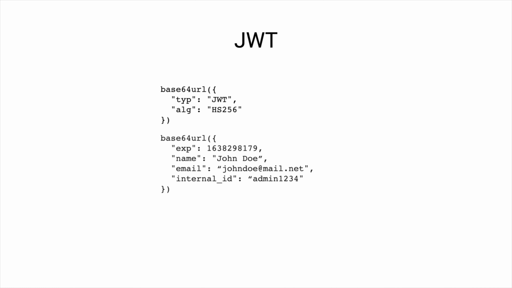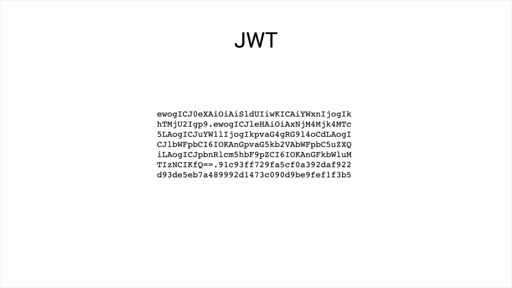Finally, the signature is created by using a combination of the algorithm specified in the header, a secret value, and the dot concatenated value of the encoded header and payload. When combining all three parts together, the header, the payload, and the signature, we end up having a string that looks something like this.